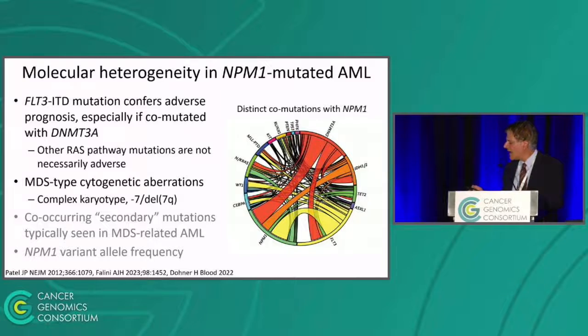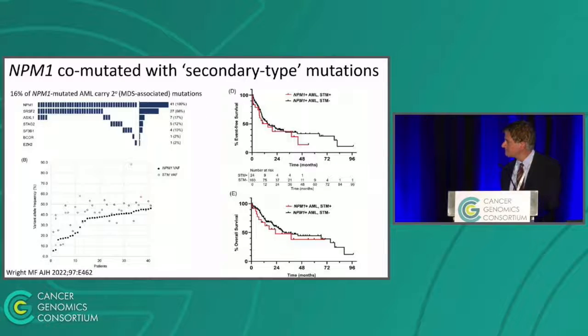For example, what about other types of mutations that you maybe don't expect to see, like MDS-type mutations, and what about the variant allele frequency? This is a study that we published, led by a group at Vanderbilt, looking at these NPM1 mutated patients, and a minority, about 16% in our series, carried secondary or so-called MDS-associated mutations. These are mutations that usually occur in AML that progresses from MDS, and we don't expect to find those in the more de novo type NPM1 mutated AML.